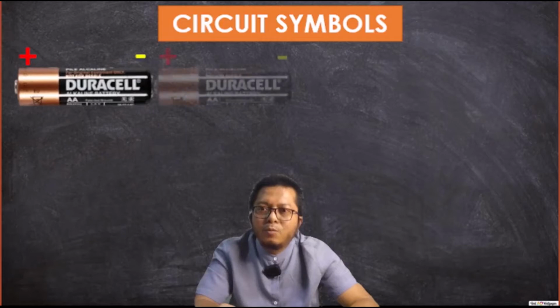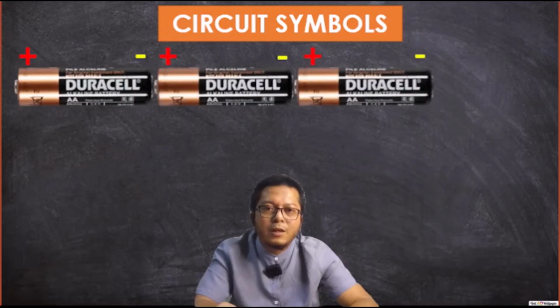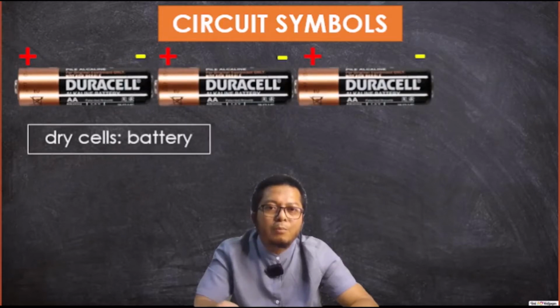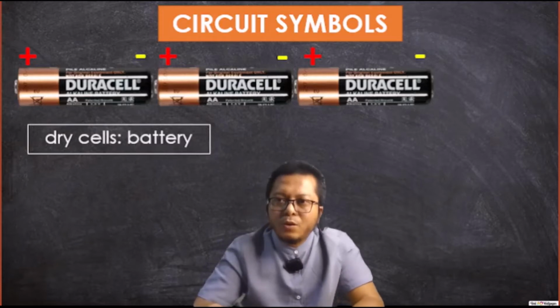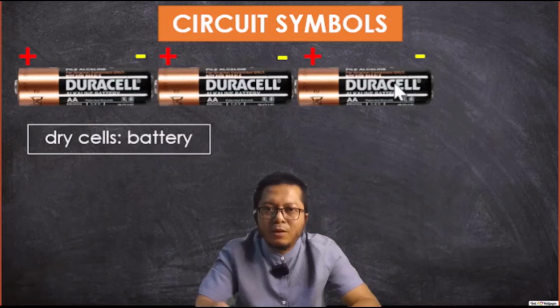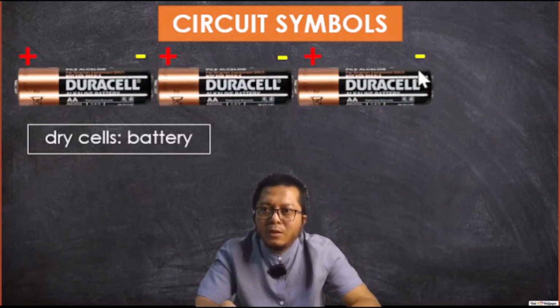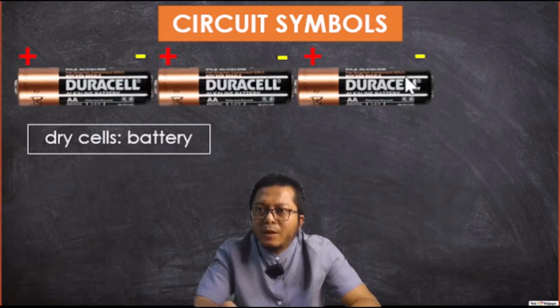If there is more than one dry cell, we call it a battery. A battery is more than one dry cell. We call this a set of batteries. In an arrangement like this, there's a plus and then minus, then there's another plus, positive and then negative, and positive and negative.